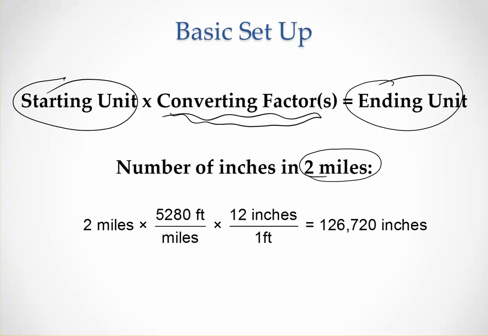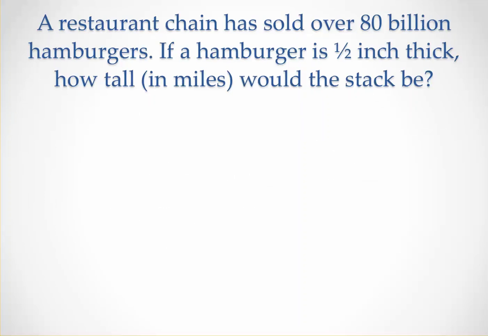2 miles is our starting unit, as I have here. Our ending unit will be inches, and we have that there. We multiply it by a series of converting factors. In this example, I'm using 2 converting factors. The idea when working with these is you want to remember that you want to cancel whenever possible, and then we multiply across. So the first problem is a restaurant chain has sold over 80 billion hamburgers. If a hamburger is a half an inch thick, how tall, in miles, would the stack be?